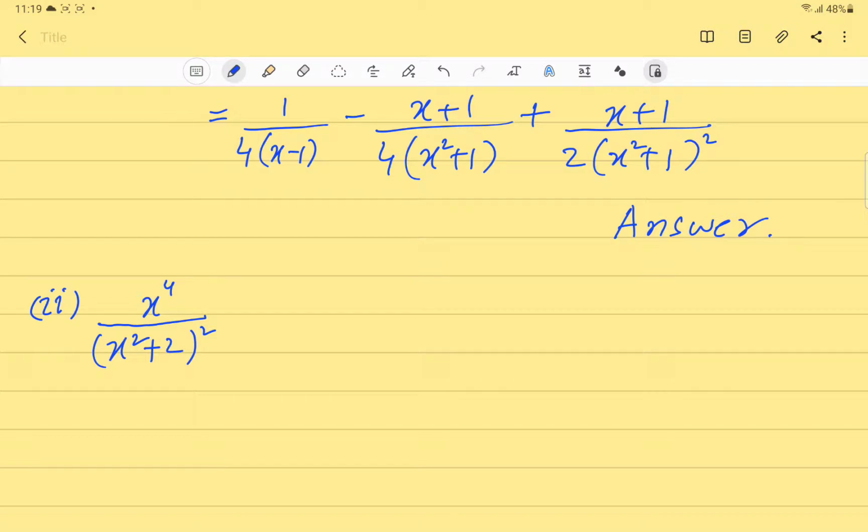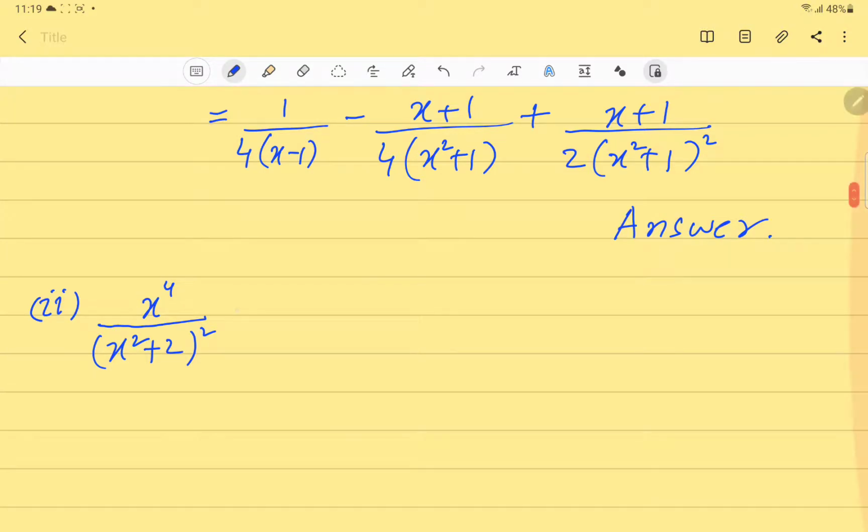Here in this question, the degree of x in the numerator is 4 and the degree of x in the denominator is also 4, which means it is not a proper algebraic fraction, so we have to divide the numerator by the denominator. But before we do that, we have to open the bracket in the denominator. So we will have x^4 plus 4x squared plus 4.